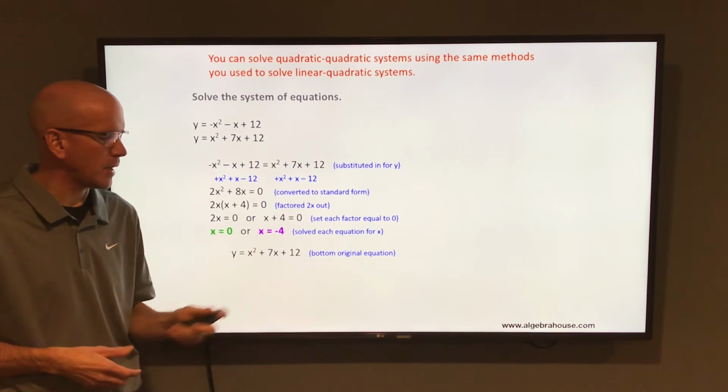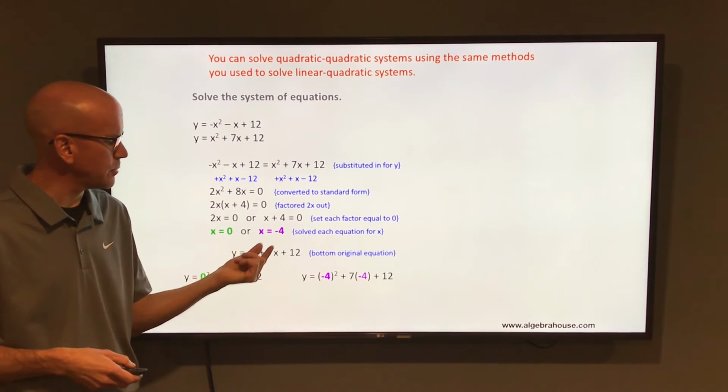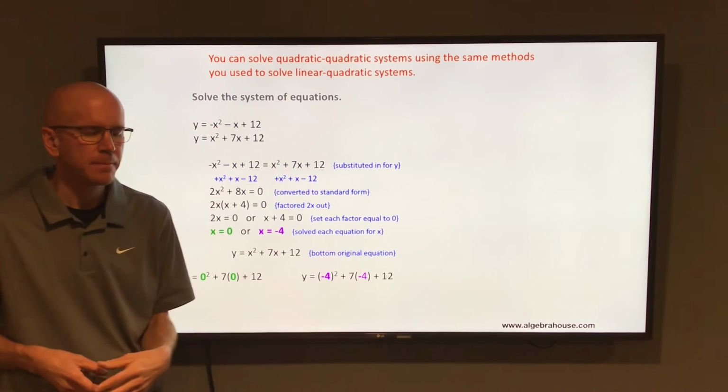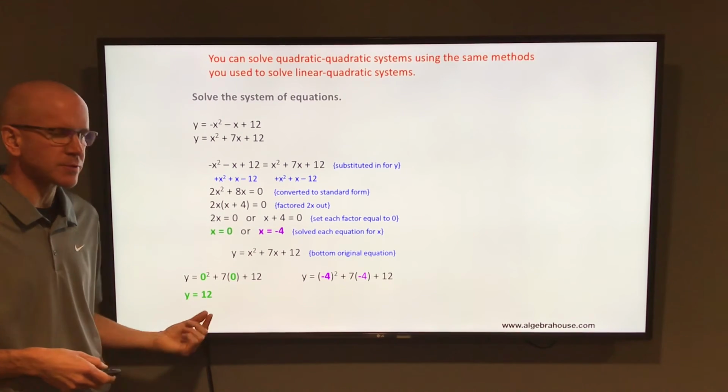Substitute 0 in for x. Wherever there's an x, replace it with 0. And also we're going to substitute negative 4 in for x. Same thing, wherever there's an x, replace it with negative 4. So you have y equals 0 squared plus 7 times 0 plus 12. That would be y equals 12.